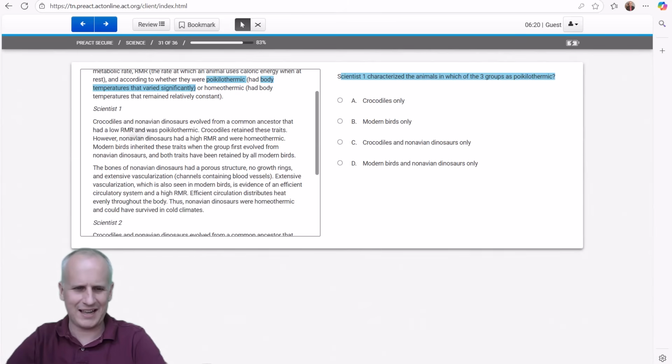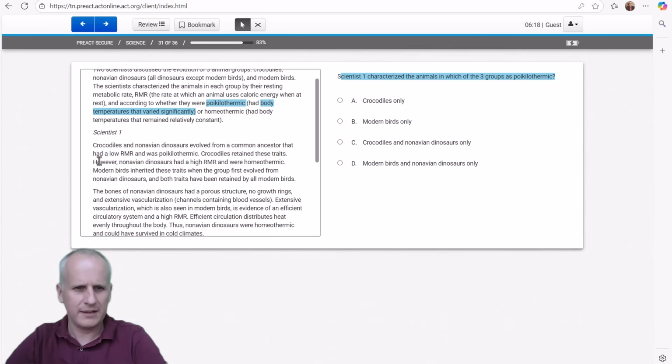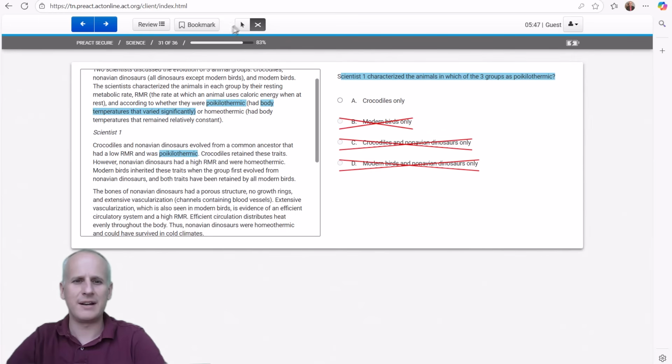So looking just at one, we know that crocodiles and non-avian dinosaurs evolved from a common ancestor that had low RMR and were poikilothermic. Actually, we don't even really need that much, do we? Because now we know it's crocodiles and non-avian dinosaurs. Well, actually, we got to be careful. Crocodiles retain these traits. So we know crocodiles have to be included, so we can eliminate choices D and B. Then we learned that the non-avian dinosaurs became homeothermic, so we can't choose C actually. So read carefully, and our correct answer is indeed A. We move on to the next problem.